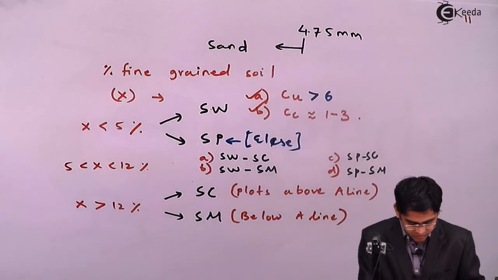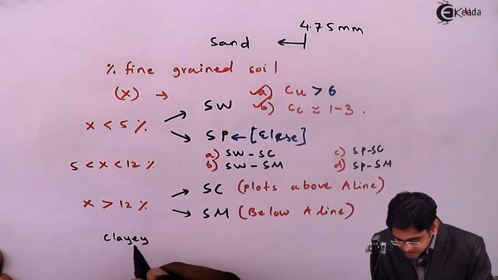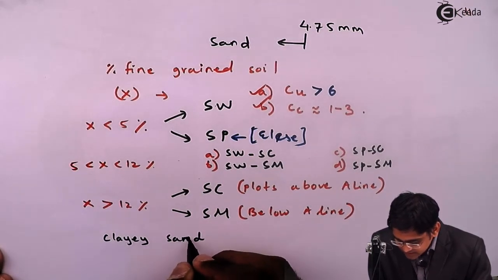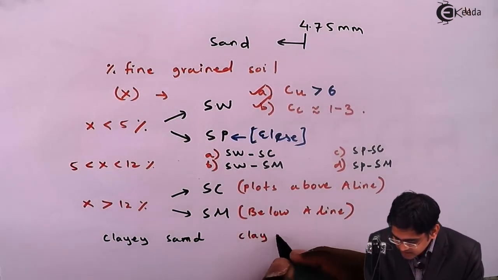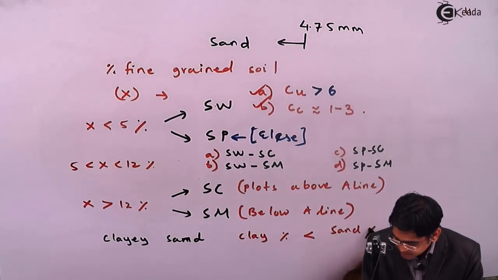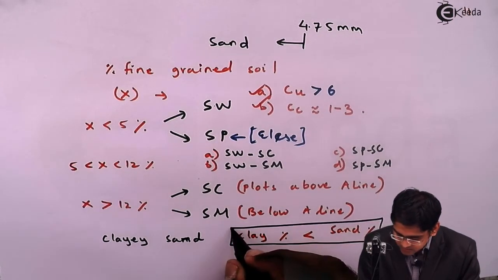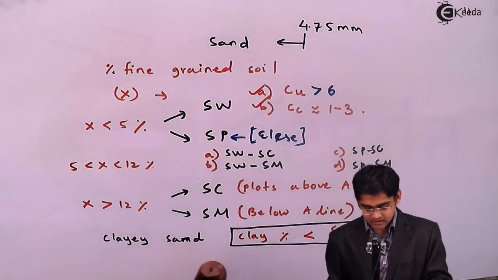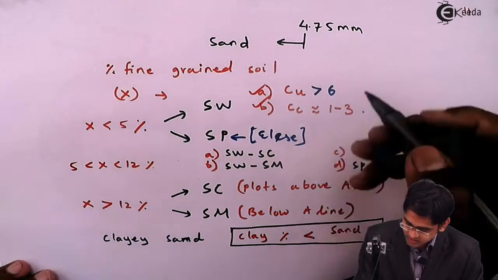Remember, when I name it as clayey sand, it indicates that the clay percentage is less than the sand percentage. This is very important. So if you have silty sand, that means the silt percentage is less than the sand percentage.